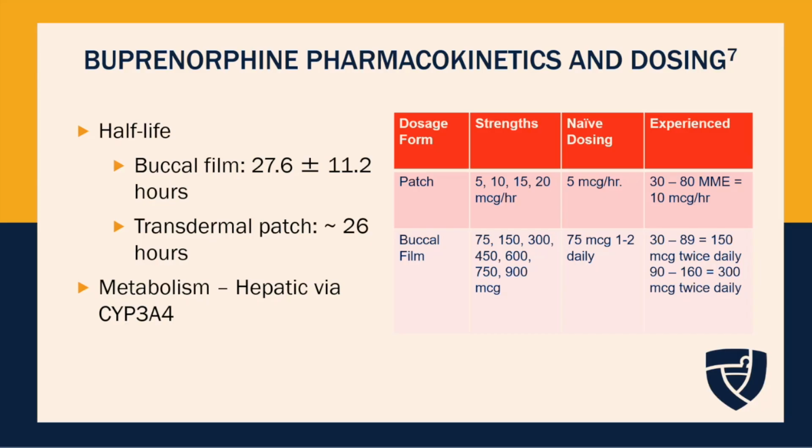You can see the patches are available as 5, 10, 15, and 20 microgram per hour. For naive dosing, you start at a 5 microgram per hour. And with patients with milligram morphine equivalents of 30 to 80, the FDA labeled dosing then recommends a 10 microgram per hour start with titration to the higher patches as necessary. The buccal film comes in the doses listed here, and for naive dosing, you start at the lowest dose, 75 micrograms, once to twice a day. And with different milligram morphine equivalents listed there, 30 to 89 or 90 to 160, you start with different doses and again, titrate up based off of pain needs.